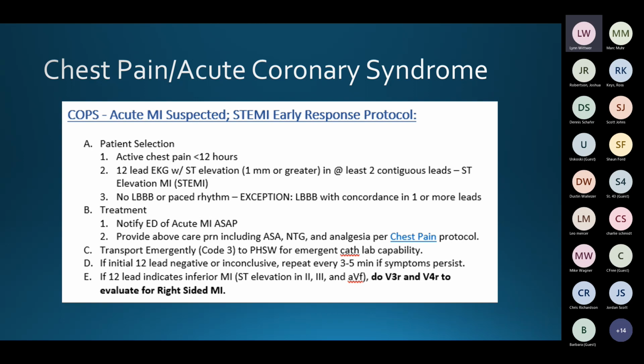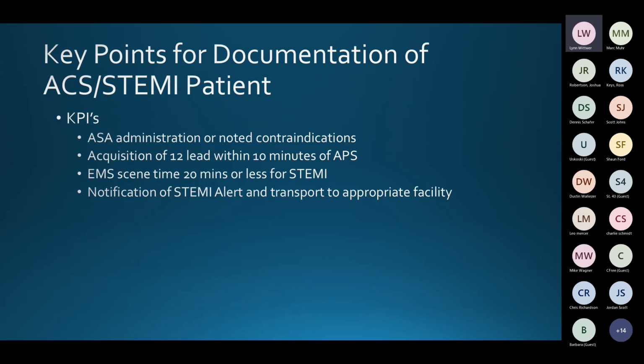Notify the ED of acute MI ASAP, provide care including aspirin, nitroglycerin, analgesia, transport emergently to Peace House Southwest for cath lab capability. And if the initial 12 lead is negative or inconclusive, repeat every 3 to 5 minutes if symptoms persist. If the 12 lead indicates an inferior MI, do a V3R and a V4R to evaluate for right-sided.